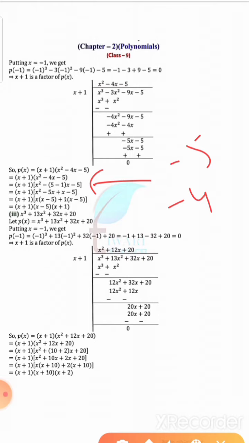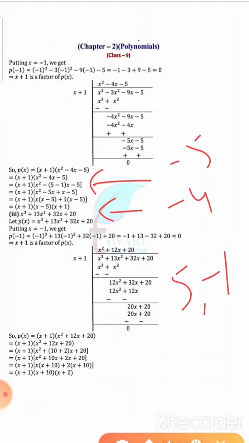We use a minus sign out of the bracket, so here we use 5 positive and 1 negative. Substituting this step we get x² − (5 − 1)x − 5. Simplifying this step and making pairs and taking common factors, we get the factors of the polynomial. Lastly, the factors of the cubic polynomial are given by p(x) = (x − 1)(x − 5)(x + 1).